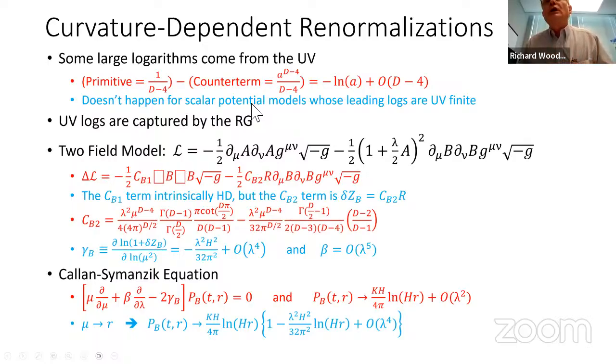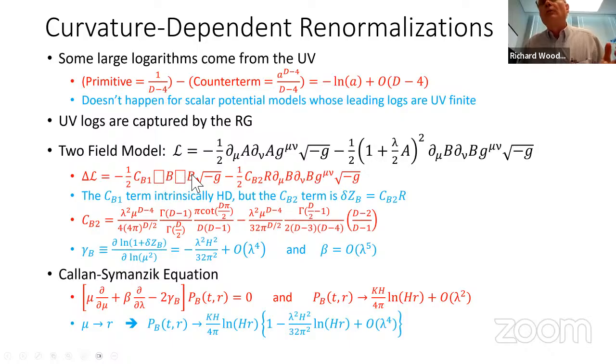That would not happen for scalar potential models, but it does happen for nonlinear sigma models and for quantum gravity, and we can see it explicitly. And we actually have a way of calculating it. So those logs are captured by the renormalization group. And I'll deal with that in another model, a nonlinear sigma model, which involves two fields, a field capital A and a field capital B. And to renormalize the 1PI 2-point function of B, you would need two counterterms, a box B, and then an R, d mu B, d mu B.